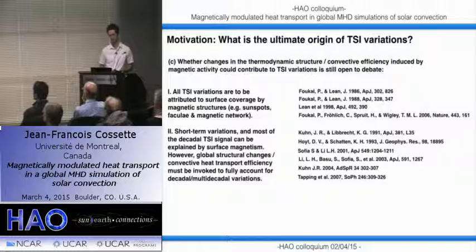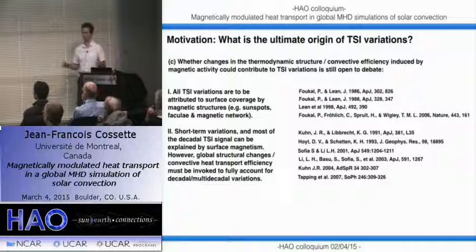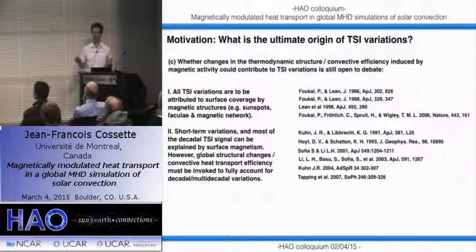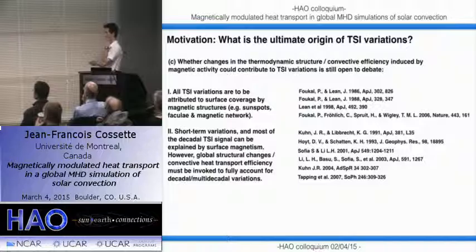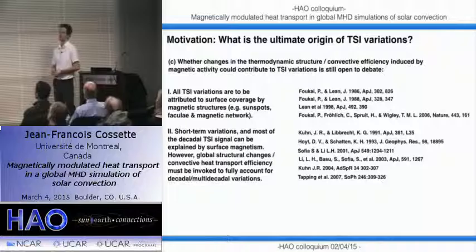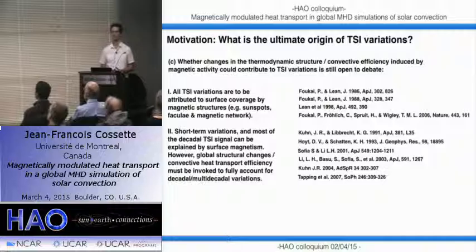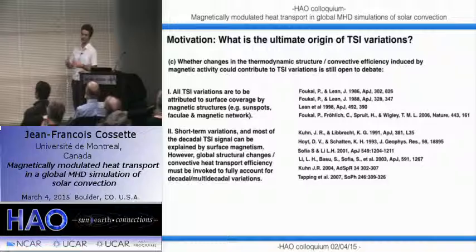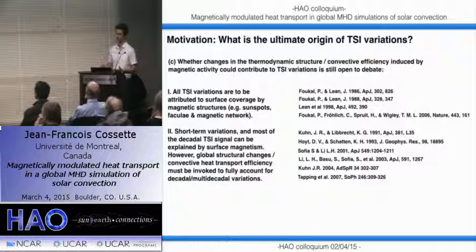And really, this has formed the basis of a debate that's been opposing two broad schools of thought regarding the ultimate origin of TSI variations. The first one says that all fluctuations that are observed are solely the result of surface coverage by magnetic structures. The other school of thought, which I'm going to be interested in now, says that, okay, you have the dominance of pure surface effects, but to really account for all the variations, you need to take into account the modulation of such things as convective heat efficiency by magnetic activity, or a global deformation of the thermodynamic structure with magnetic activity.